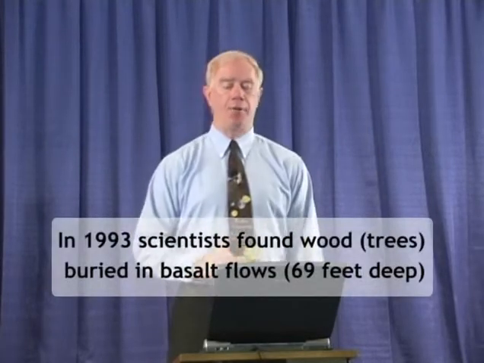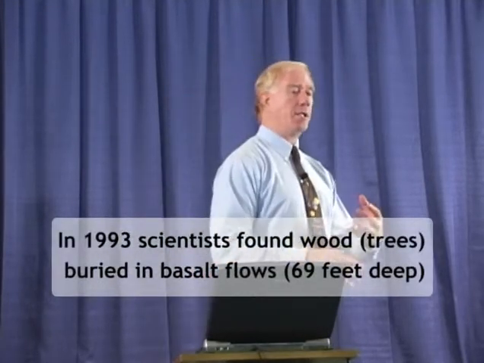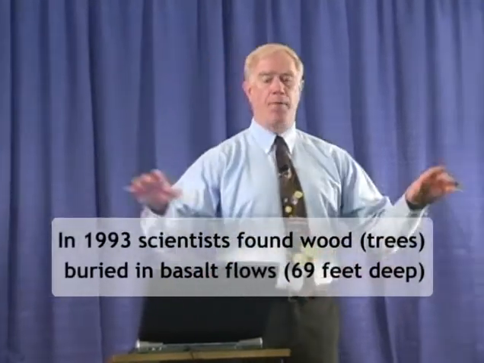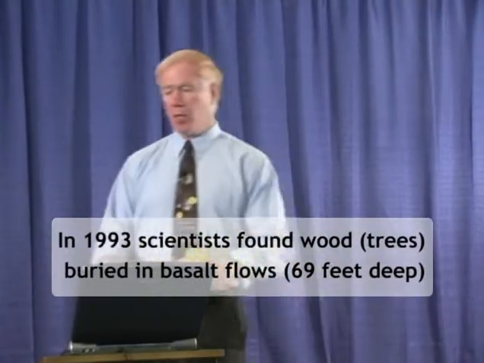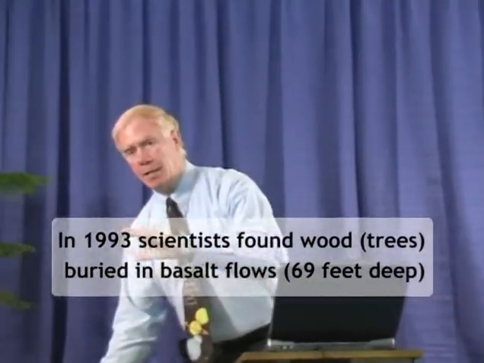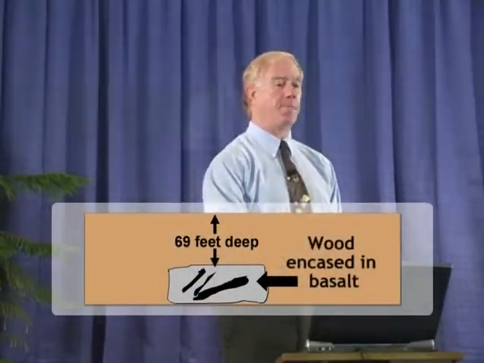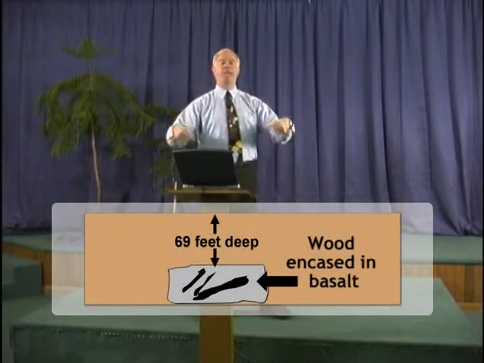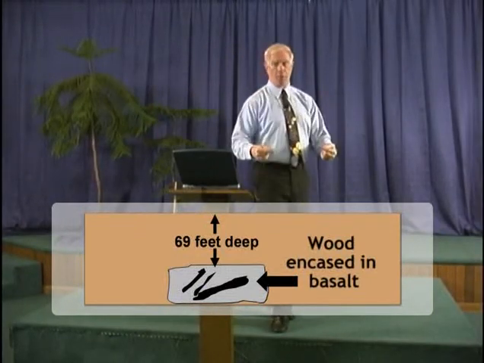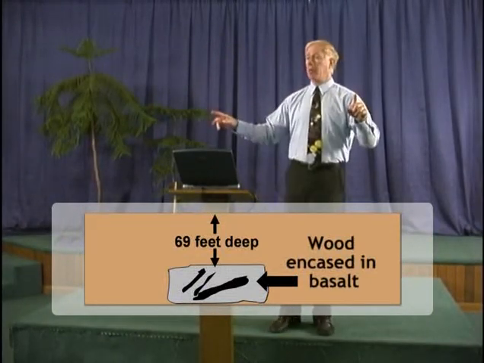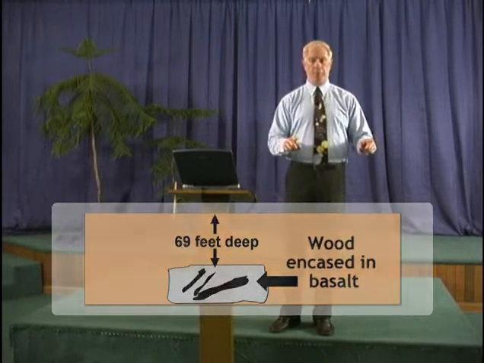In 1993, scientists found some wood, some trees, buried in basalt flows about 69 feet deep. So about 69 feet down in there, we found some basalt, some lava flows. And buried within those lava flows, we found some wood. Now, wait a minute. How in the world could that wood get in those lava flows? It had to be in there when that lava was still molten and then hardened.